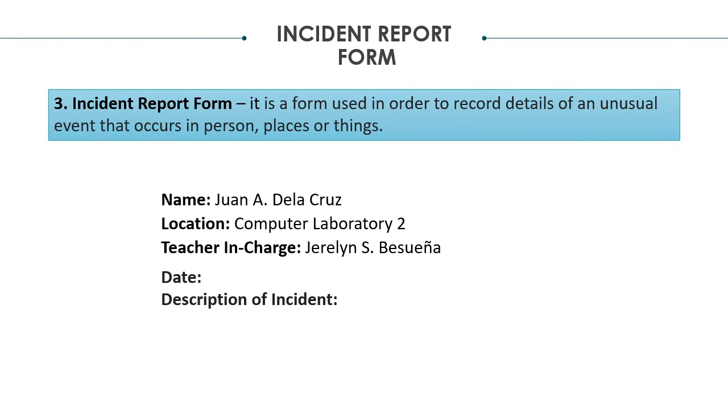Number 3, we have the incident report form. It is a form used in order to record details of an unusual event that occurs in person, places, or things. Still, indicate the name, the location, who is the teacher in charge, the date it happened, and what happened or a description of the incident.